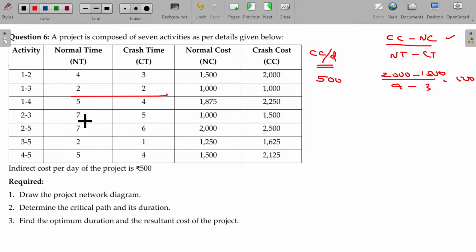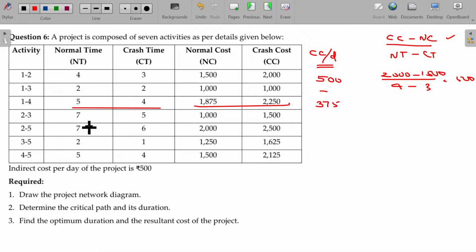In activity 1 and 3, normal time and crash time are the same, so we cannot crash further. We have to complete this in 2 days only. In case of activity number 4, you can reduce the time consumption from 5 to 4. 1 day can be reduced, but what is the additional cost you have to spend? 250 plus 125, 375, I think.